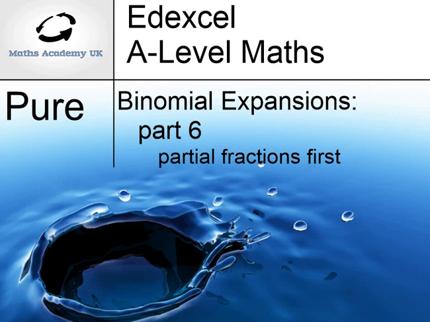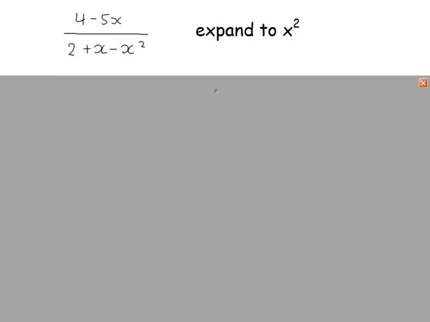Part 6, doing partial fractions first before proceeding to binomial expansions. There's only one example in this video, which is this one. We're going to expand our terms up to the x squared term, the quadratic term. There are further terms, but we're not going to do those. And there's no brackets or anything to expand. It's actually a binomial expansion, even though it doesn't look like one at the moment.